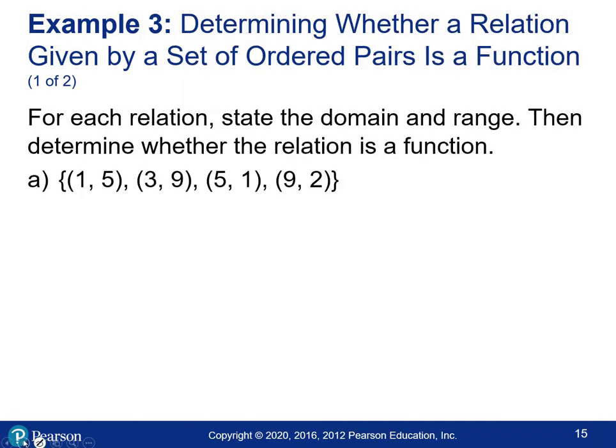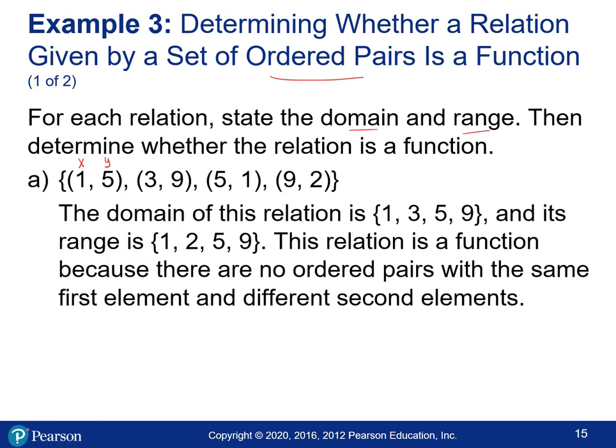Alright, and then let's do this example here. So now we're working with ordered pairs. So for each relation, state the domain and the range. So again, we're practicing identifying domain and range. This time we're working with ordered pairs though. So remember, input is first, output is second. Input is X, output is Y.